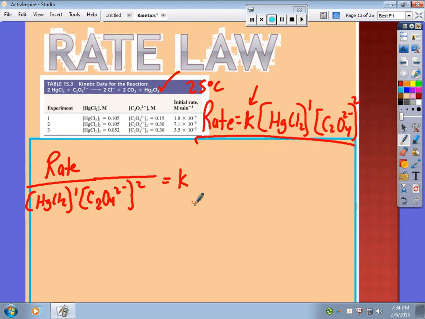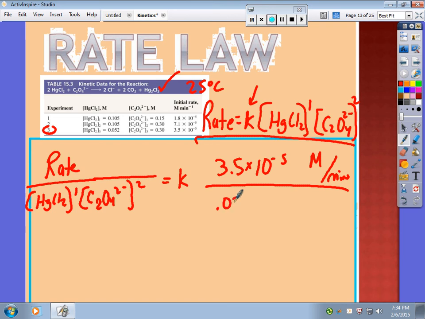All right, I'm doing this because I want to look at your units later, but I'm just going to go ahead and plug numbers in. It doesn't matter which experiment you take, so let's just take experiment 3. I always go back to the bottom one of my chart, and I'm going to say 3.5 times 10 to the minus fifth molarity per minute divided by 0.052 molarity to the first over 0.30 molarity squared. Those are my units for what my reactants are plugged into the rate equation.